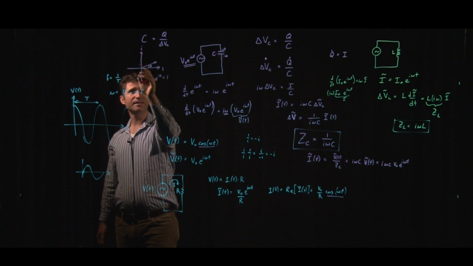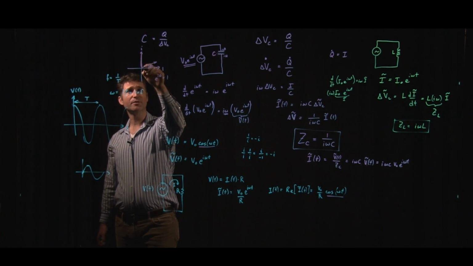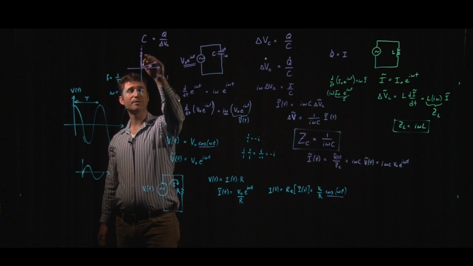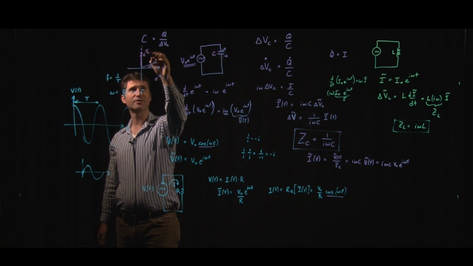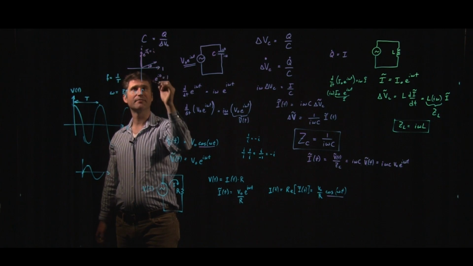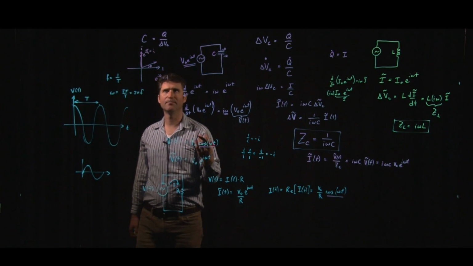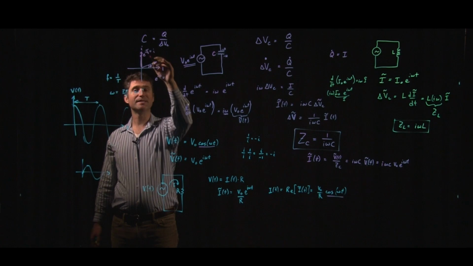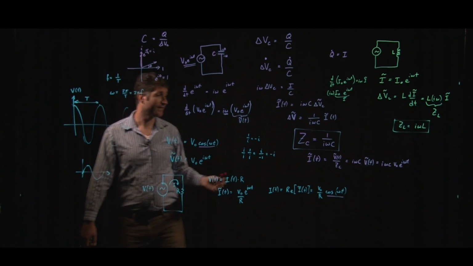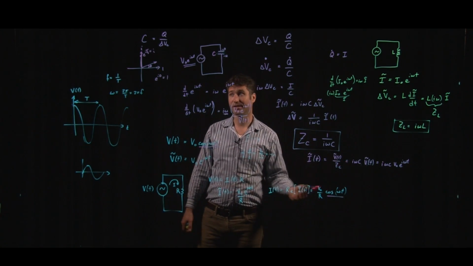But if this phase here is equal to pi over 2, then we should be over here, completely along the imaginary axis. So if we have e to the i pi over 2, we should have i. That's interesting, because that means 90 degrees gives me this i. So this i here is actually 90 degrees.